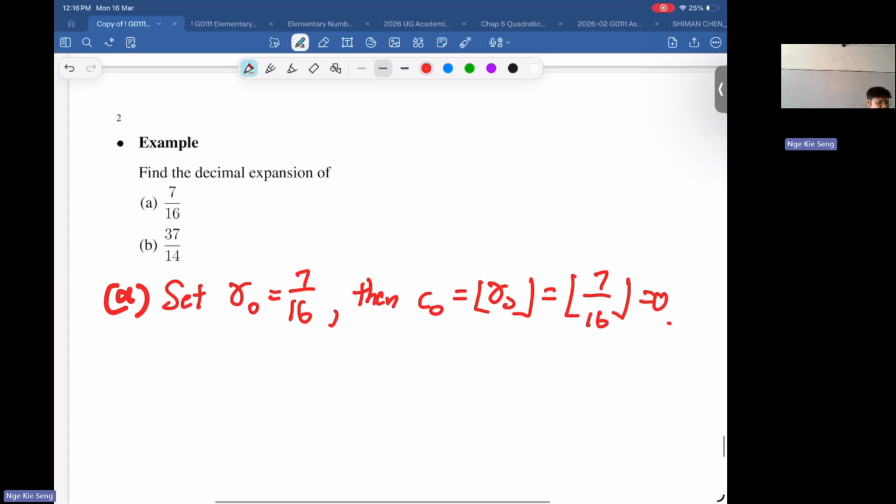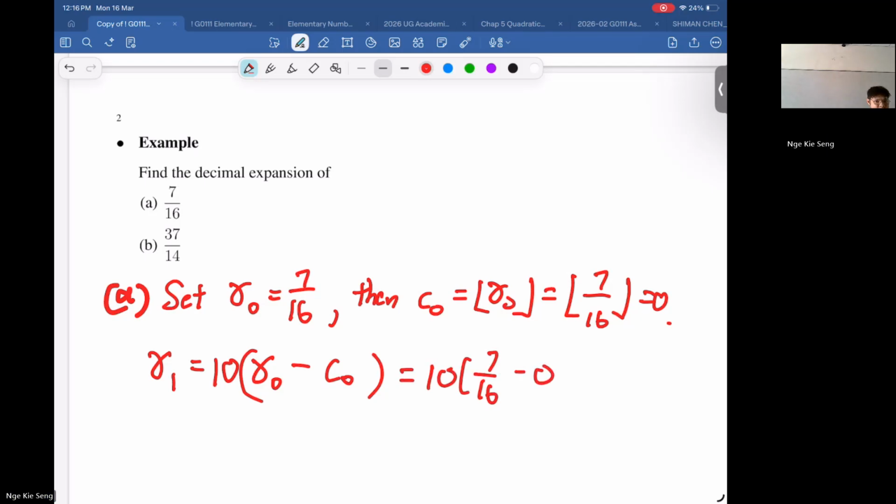Imagine you don't have a calculator in your hand now, so you're going to use this method to find it. So what's gamma 1 then? Gamma 1 is like pushing up, right? Take the difference and then push up one spot. You take the original number, take away the floor. This thing would be positive, and then you shift it up by 10, and then what do you get? You get 70 over 16.